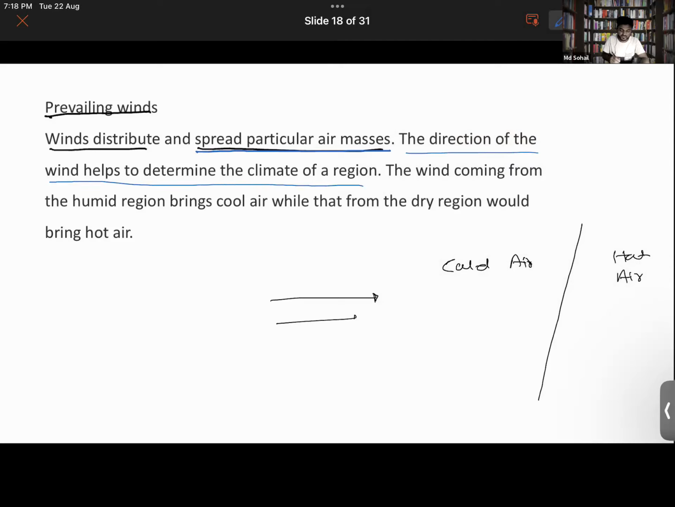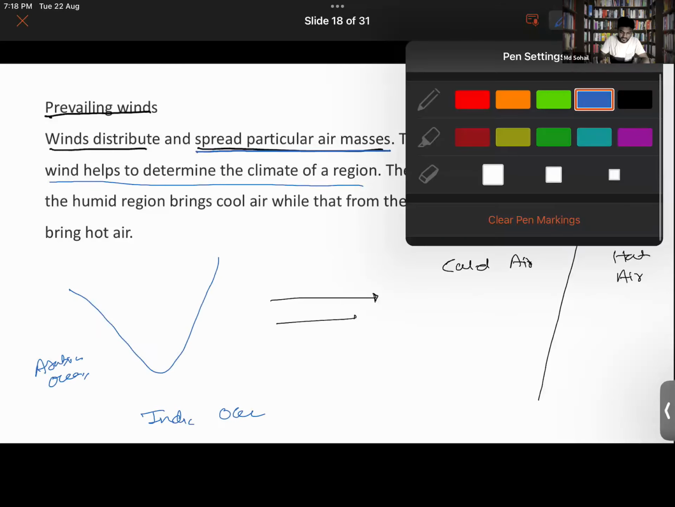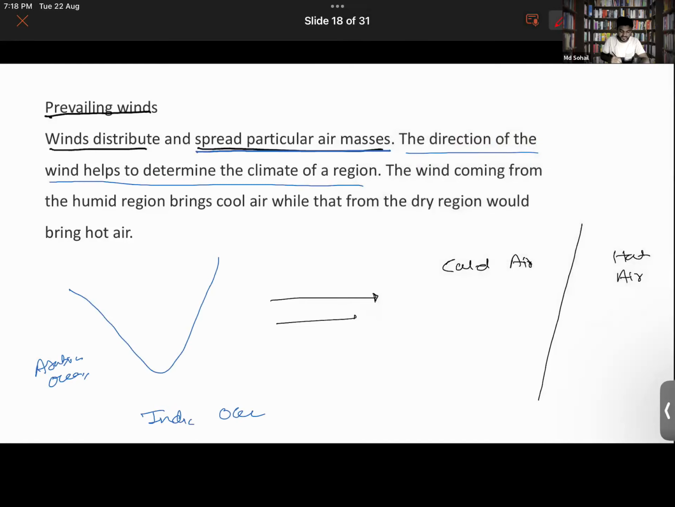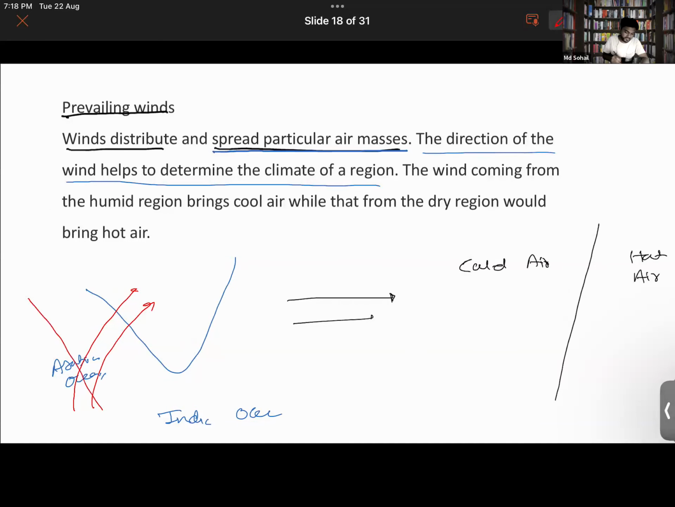So winds basically spread the air masses, and the direction of the wind helps to determine the climate of a region. So suppose here in India, this is the Indian Ocean, and this is the Arabian Sea. Now, due to the air pressure difference, winds from the Arabian Sea flow towards the northern plains of India. What if the winds were not to flow towards India, and were to flow towards the Bay of Bengal here? So the climate would be different.